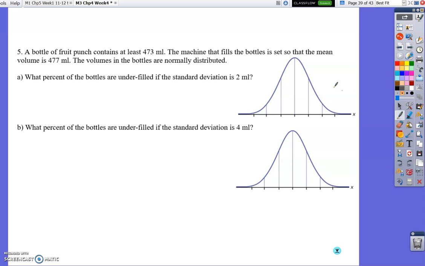So part A says what percent of the bottles are underfilled if the standard deviation is 2 milliliters. And then part B is the standard deviation is 4 milliliters. So you notice that I've given you 2 different curves here because you have to basically build it twice. And so we need to have at least this much for it to be, so we're looking for numbers under this to be underfilled. So set them up, see what happens.